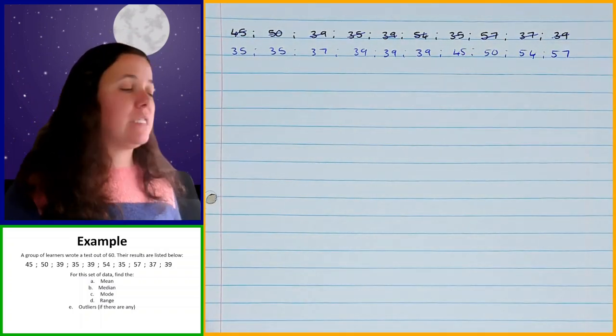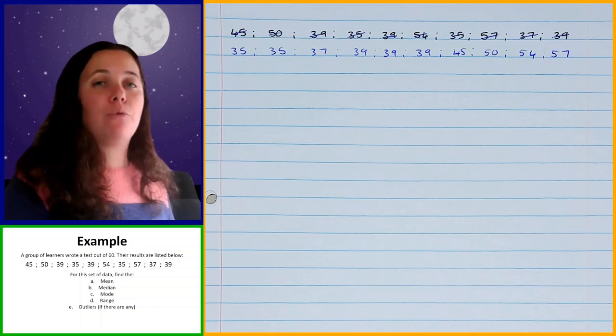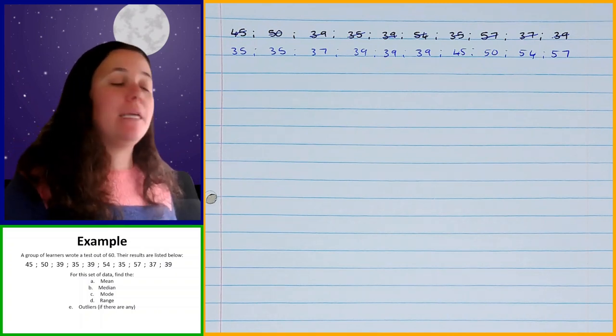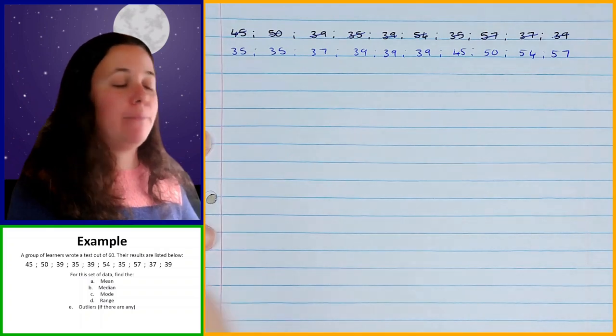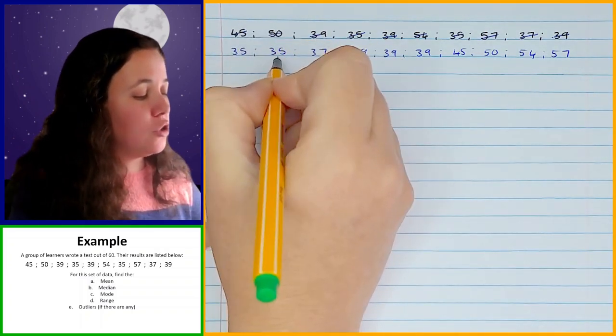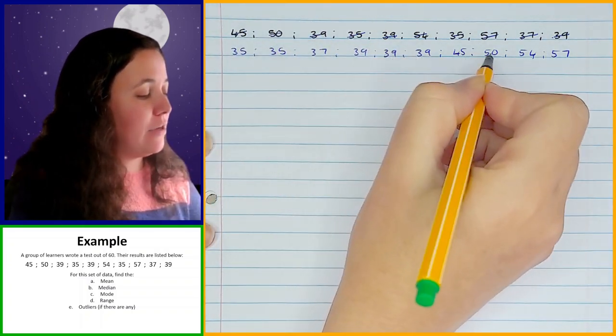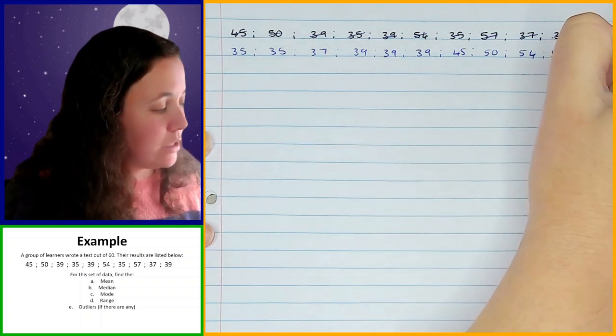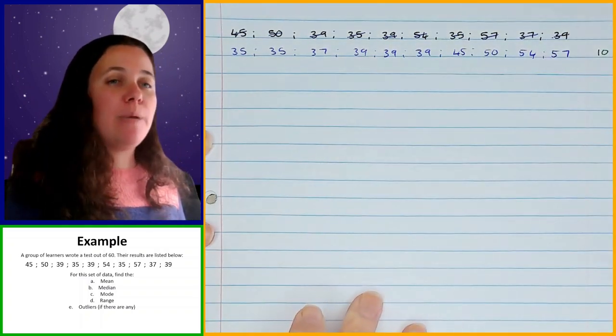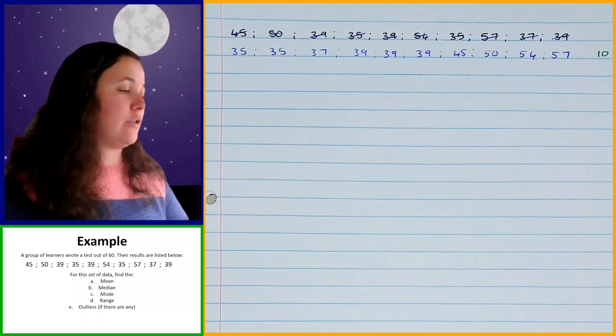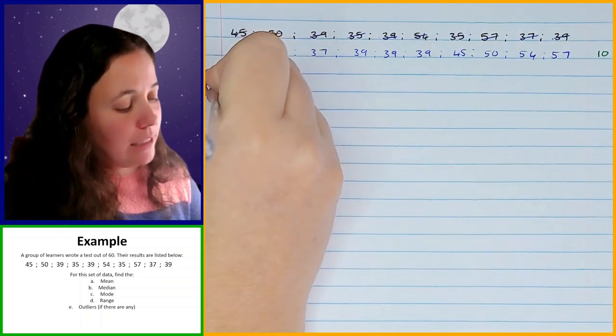The next thing I'm going to do is count the number of values that I've got, because I need to know how many there are to be able to work out the mean, median, mode, and so on. So that's 1, 2, 3, 4, 5, 6, 7, 8, 9, 10 values altogether. Okay, and that's going to be helpful for me when I am working things out. Now, the first thing is the mean.